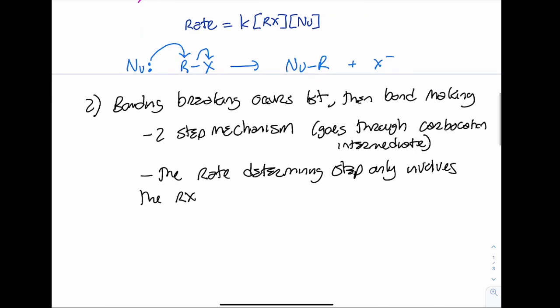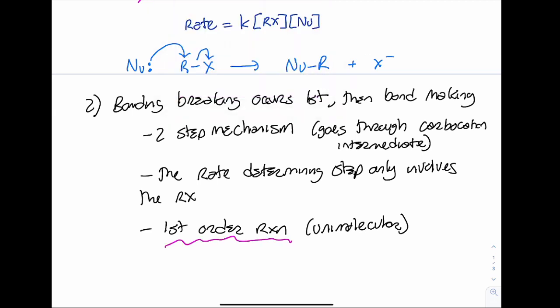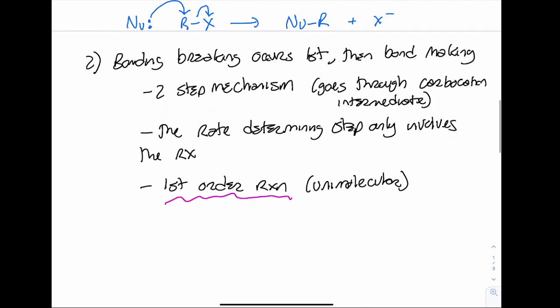Since only one of my species is involved in the rate determining step, it's a first order reaction. We could say it's unimolecular, right? Only the concentration of one thing is involved in that rate determining step, so first order. If I was to write the rate law, always the word rate, an equal sign, always a rate constant, and then the part that varies is what comes next. In this case, it's just the concentration of the alkyl halide.